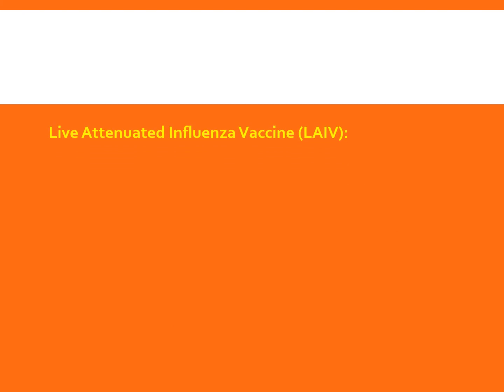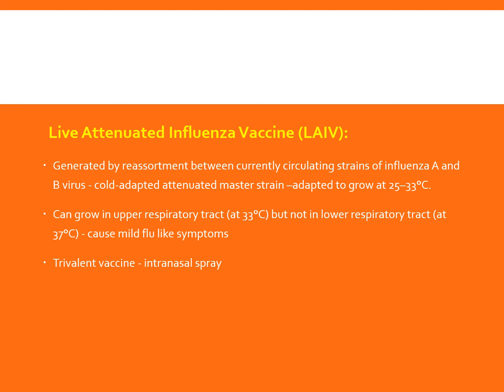Then there is another vaccine, the live attenuated influenza vaccine, which has been generated by a reassortment technique. Whenever these vaccines are formed, a new vaccine is prepared every year, because they choose the strain which was circulating last year and the next strain which they suspect will circulate in that year, and they make the vaccine depending on these two strains. This live attenuated vaccine is generated by reassortment between the currently circulating strains of influenza A and B and another strain adapted to grow at a low temperature, that is 25 to 33 degrees centigrade.